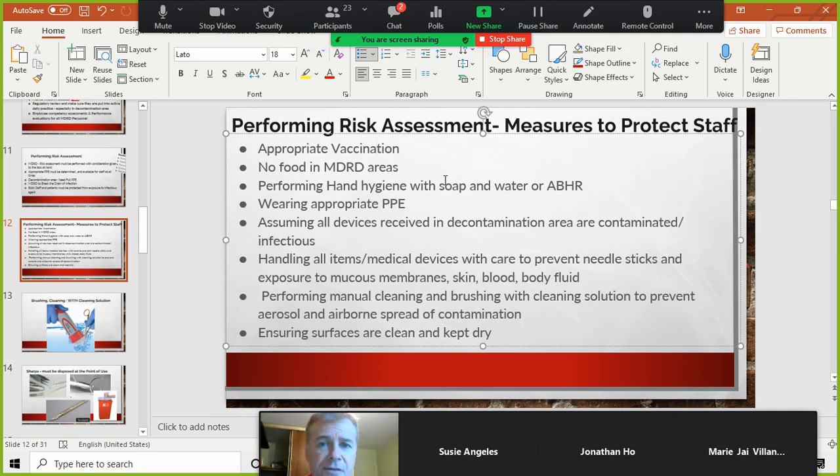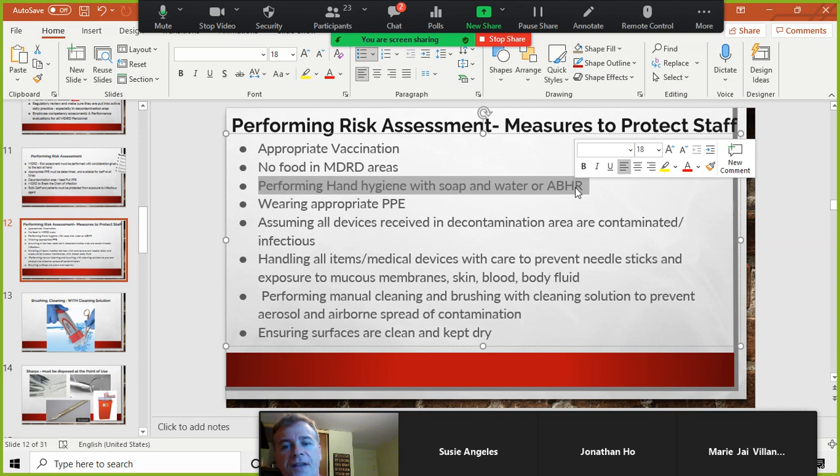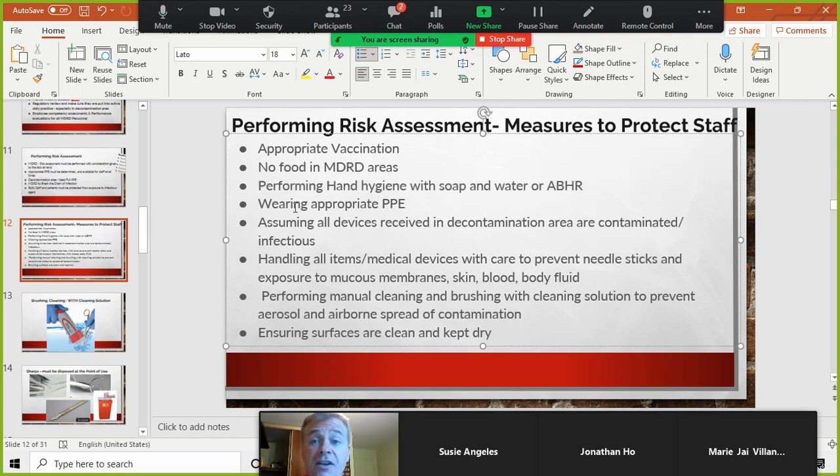No food, of course, you know what I mean? And all these kinds of things, right? And don't think of this as me trying to give you information. Look at this from a board of directors point of view. Let's say you were working in the PDAC committee, okay? And you are trying to create policy for routine infectious disease prevention, right? And these are important things, like washing your hands. As silly as it is, it's got to be in here. Wearing appropriate PPE, assuming all devices received in the decontamination area are contaminated.